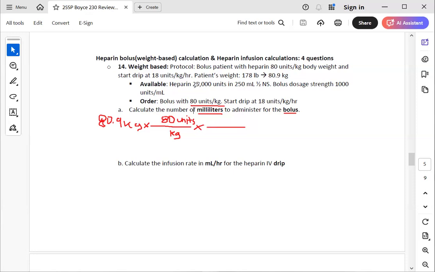Now I have two availables. I have 25,000 units, 250 milliliters, half normal saline, which tells you that's your bag of heparin. Your IV bag is what you're using for your infusion rate. What am I going to use for my bolus? I'm going to use the bolus dose strength, and that tells me 1,000 units per milliliter. So I'm looking for milliliters, and I'm trying to cancel out units. So that's how I'm going to write this.